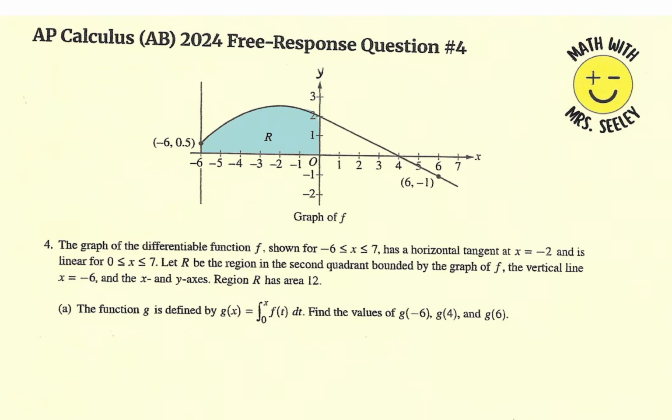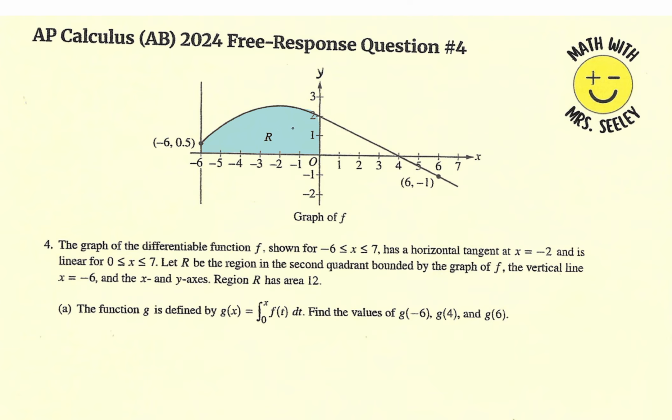Seeley. Let's get started with this 2024 free response question number 4. In this particular question, we're given the graph of a differentiable function f shown from -6 all the way to 7. We have a horizontal tangent when x is equal to -2. It's a line from here to here.